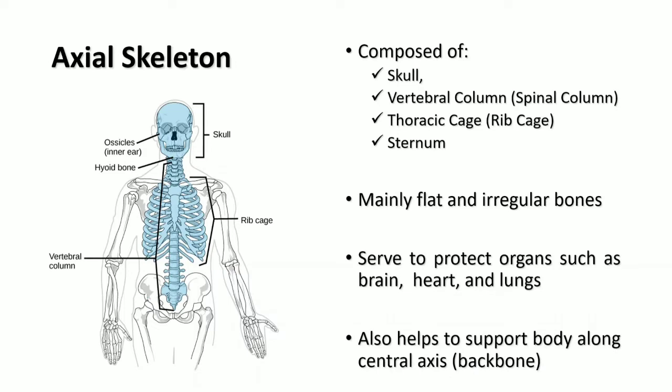The axial skeleton contains the skull, vertebral column, thoracic rib cage, and sternum. We will see them all one by one in the next few minutes. These bones are usually flat and irregular in shape. The main function of these bones is to protect our vital organs like heart, lung, brain, etc. Apart from protection, they also support our body.